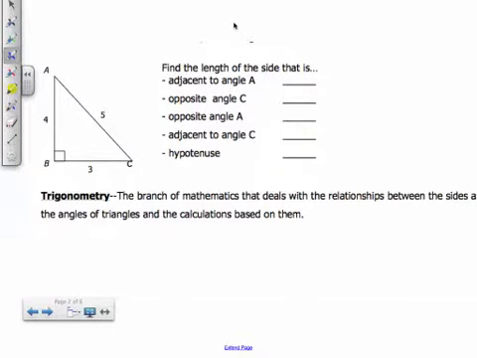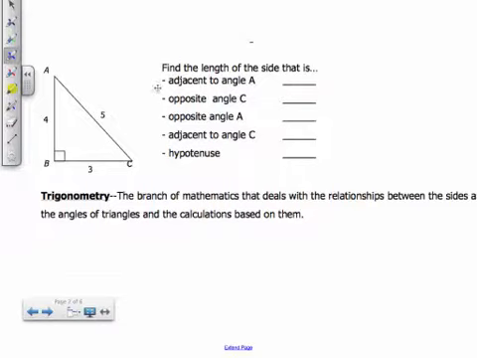It's the longest side of the right triangle. It's also the side across from the right angle. The hypotenuse will always be the hypotenuse no matter what. But there are some sides that we will look at as well that are considered adjacent and opposite. And those can change, but again, the hypotenuse will always stay the same.